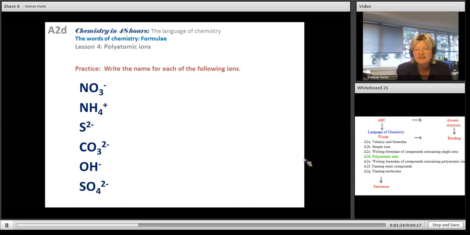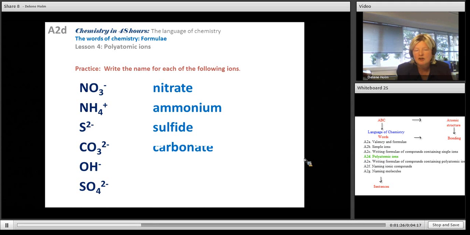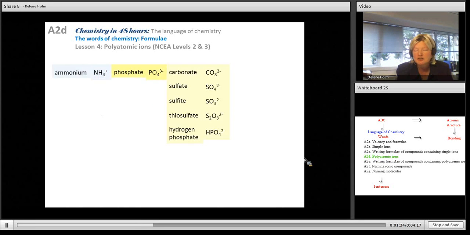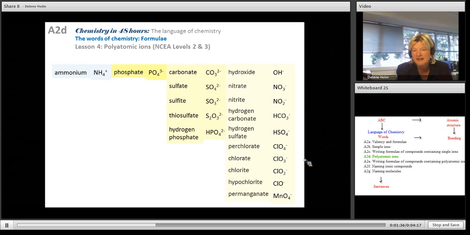Here are the answers, and I hope you got them all right. Notice the difference between sulfide and sulfate. Now these are the polyatomic ions you need to know for NCEA level 2 and 3. There are actually more than these, so let's have a few tips to help you learn them.